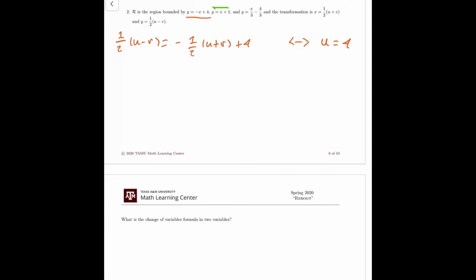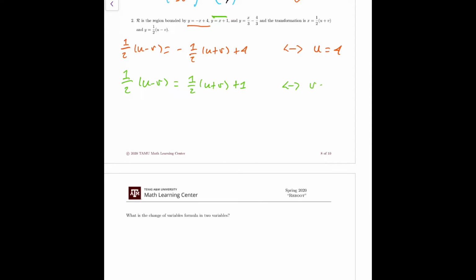The line y equals x plus 1 will be green, and again, writing this in terms of u and v, we get 1/2 times u minus v is equal to 1/2 times u plus v plus 1. Rearranging this, we get that v is equal to minus 1.